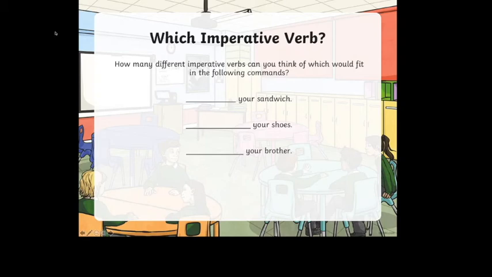Okay, so nice and simple. Eat your sandwich or throw away your sandwich. Tidy your shoes or tie your shoes would have been fine. Put away your shoes. Hug your brother. Ask your brother. There could be lots of different ones for any of those. Okay, so an imperative verb is an action when you're giving a command.